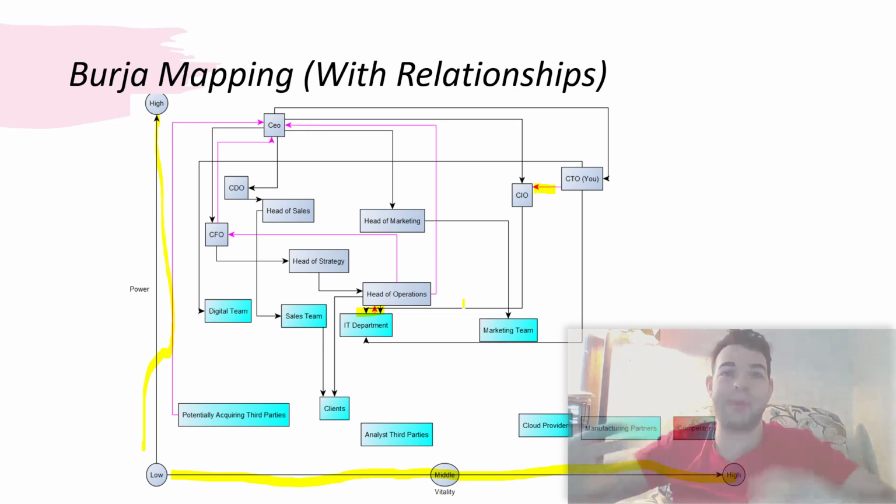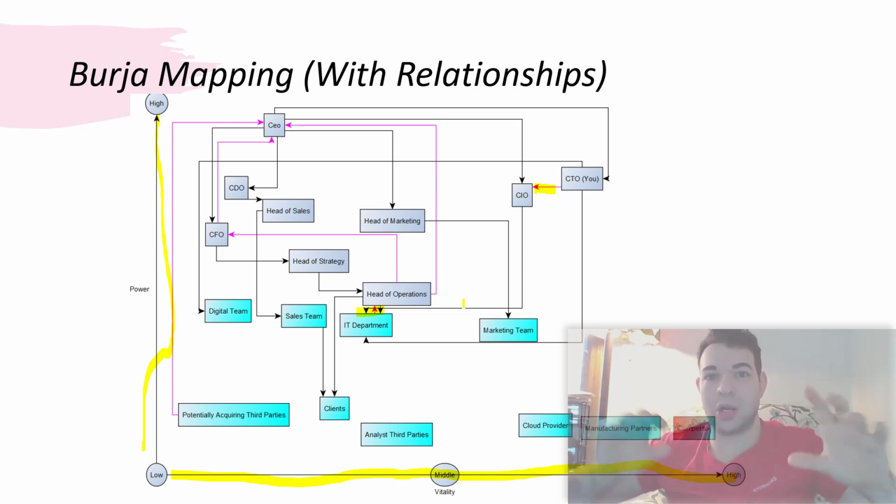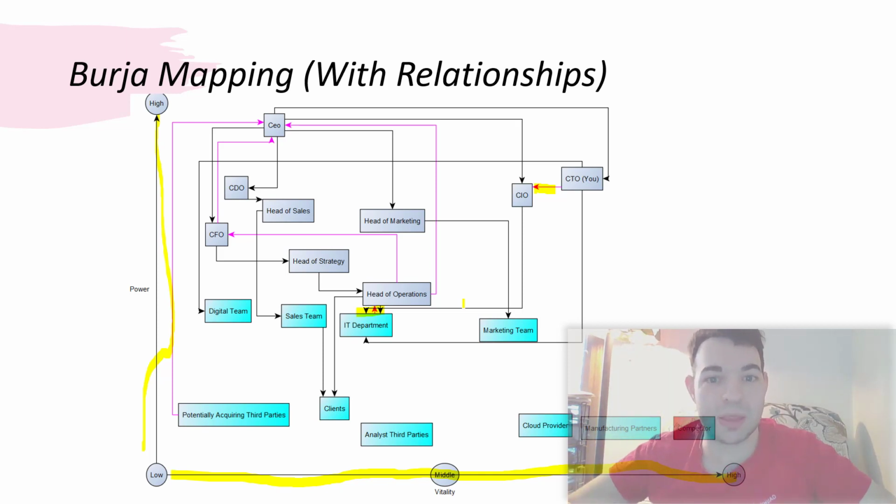So that's my update to Burja Mapping, by showing the relationships between things using power and influence. You can start to create much more dynamic plans.